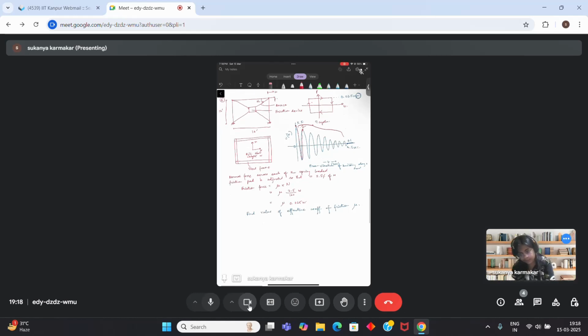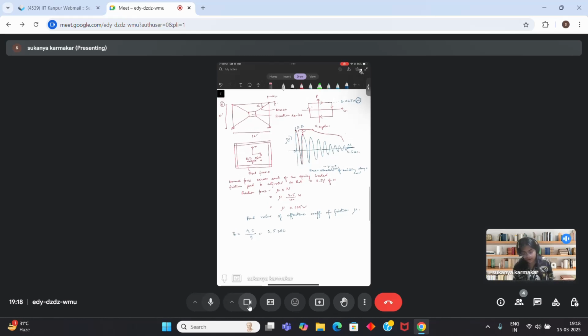So the time period would be, in 4.5 seconds, 9 cycles are getting completed. So the time required for one cycle will be 0.5 seconds. Fine. Now, can you calculate what is the value of UF? That is, how much is the decrement in the value of the amplitude?